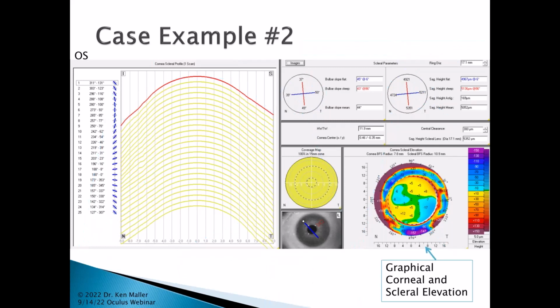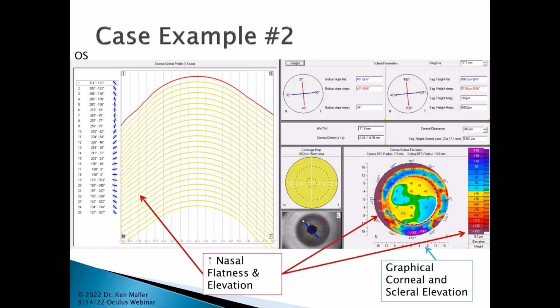Now, one of the other things on this graphical corneal and scleral elevation map, we can see here once again that looking at the arcs gives us information. It's not just a pretty picture over there. We notice on the nasal side that there's increased flatness and elevation. On the arcs, you can see how they're kind of lifting up as they move toward the edge of the picture there. And on the graphic, we can see that arc of that very deep magenta color, which corresponds to plus 150 microns of elevation on that entire nasal area there.